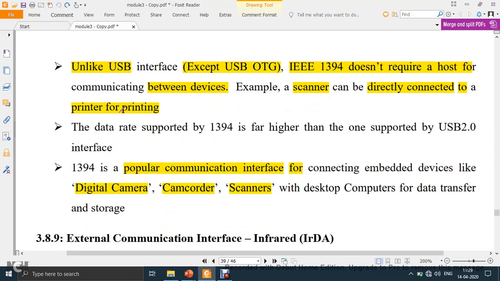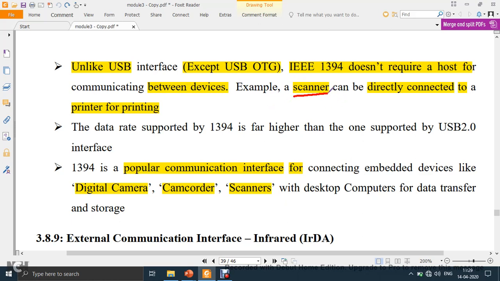So what is the difference here? Unlike the USB interface, except USB OTG, IEEE 1394 doesn't require a host. As I told you, USB required a host. I gave an example of a PC and two pen drives. But here there is no necessity of a host. So two devices can directly communicate with each other.